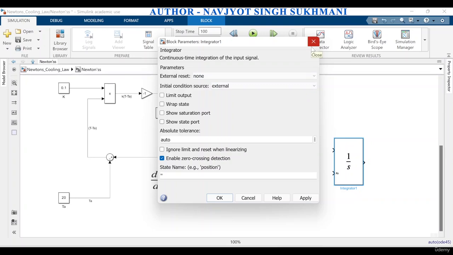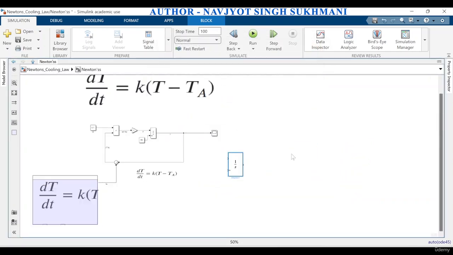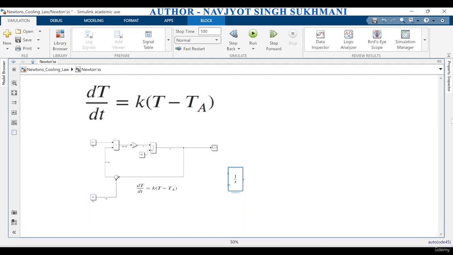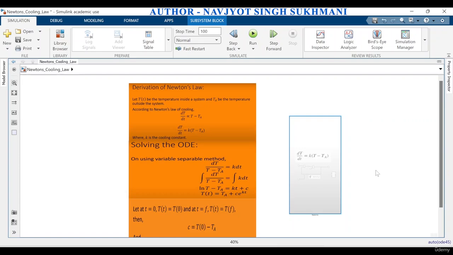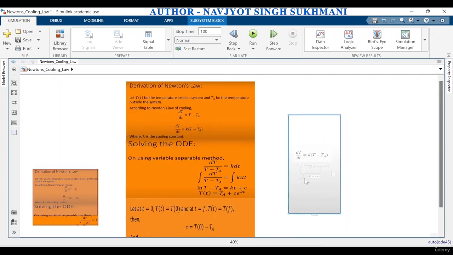The integrator performs continuous-time integration of an input signal. So this is about Newton's law of cooling, where we have learned that the rate of cooling is directly proportional to the body temperature minus the surrounding temperature. This is one of the basic examples with a continuous library block which I have implemented.